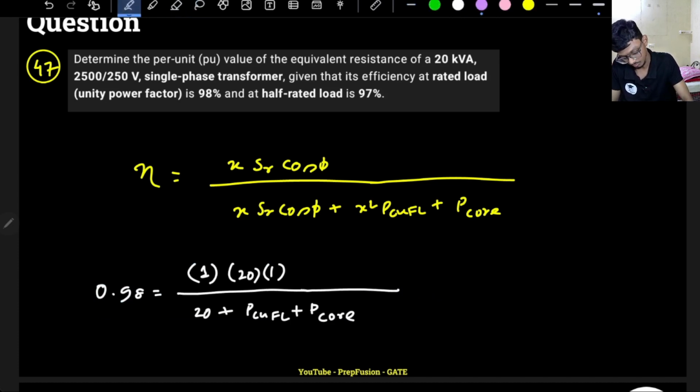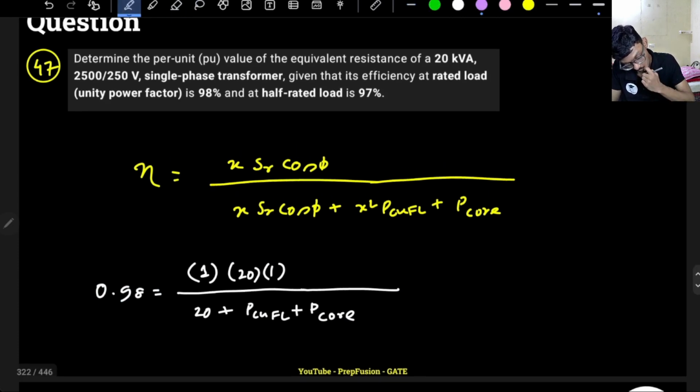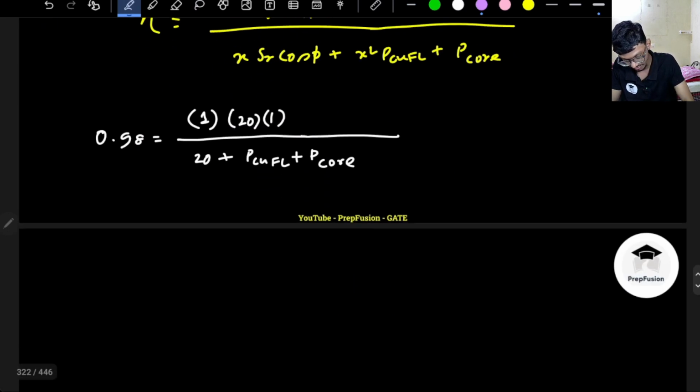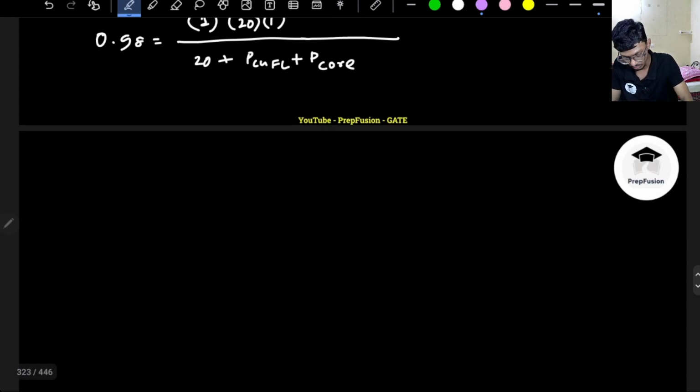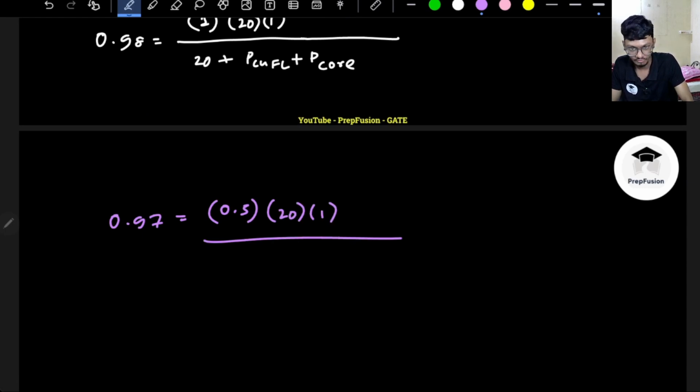Okay, so now this is one of the equations. The other equation they have given me is that at half the rated load efficiency is 97%. So at half the rated load it is 97%, that is 0.97 will be 0.5 into S_R into 1. It is the same power factor, they have not mentioned it's at a different power factor, we will assume the same power factor. So this will be 10 plus P_cu FL plus X square into P_cu FL, this time X is half. So this will be 0.25 into P_cu FL plus P core, of course, will not change.